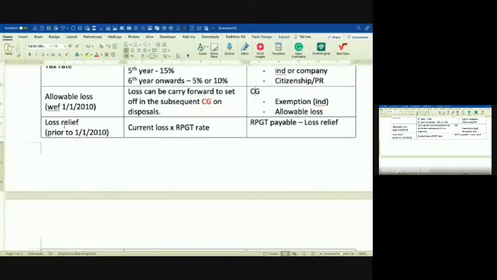Loss, yeah, okay. The current loss times by the RPGT rate, right? So that's how you get your loss relief. And this loss relief is used to be set off against your RPGT payable, yeah. So with loss relief, you have RPGT payable minus your loss relief.